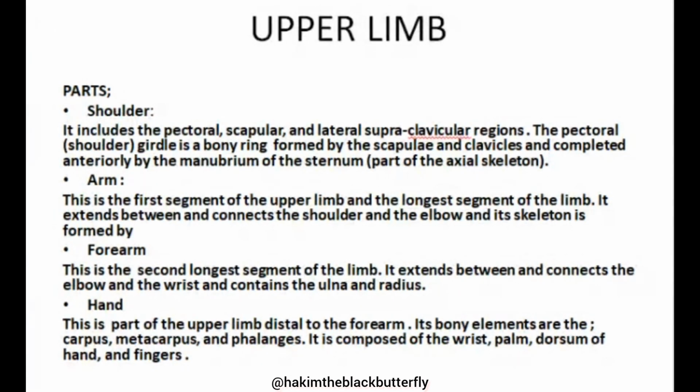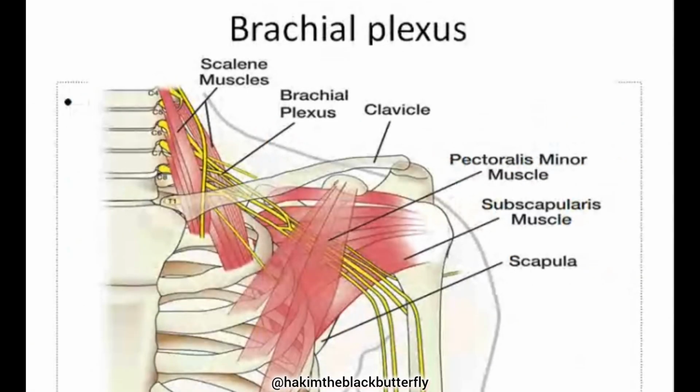So whenever we are talking about the upper limb, the first thing we talk about is what we call the brachial plexus. Brachial comes from the word brachium, representing the arm, which means the arm. Plexus means a network. So whenever they're talking about brachial plexus, they talk about a network of the arm. What is this network? This is a network of nerves.